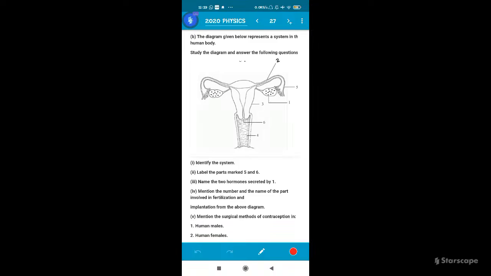The diagram given below represents a system in the human body. Study the diagram and answer the following questions. So you can see that this is the diagram of a human female reproductive system. So identify the system. You have to write female reproductive system, just don't write reproductive system. So female reproductive system.